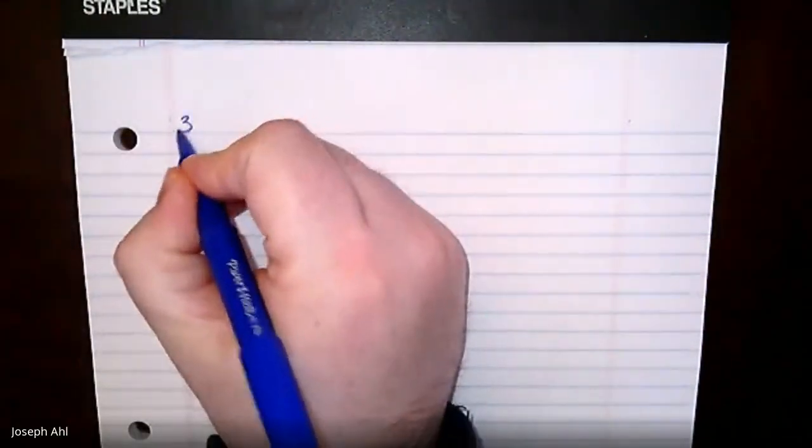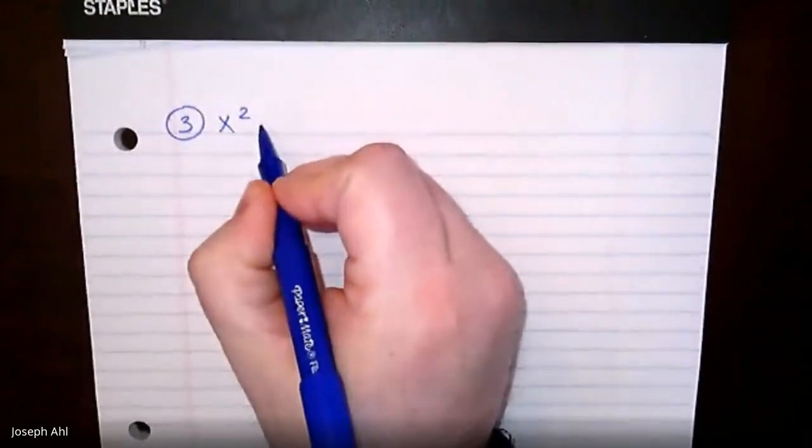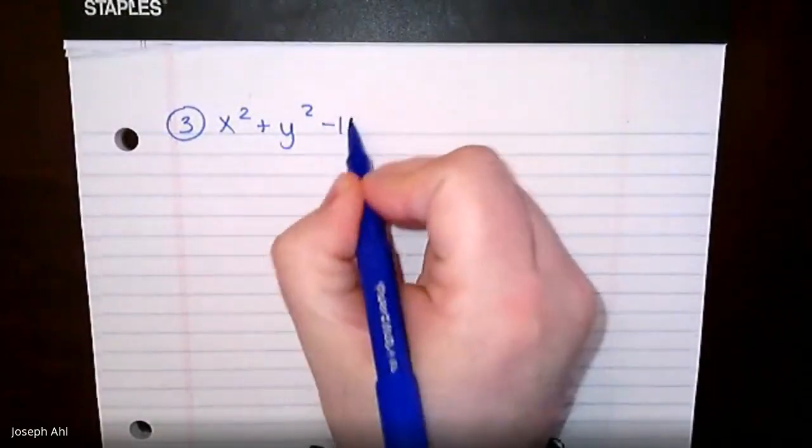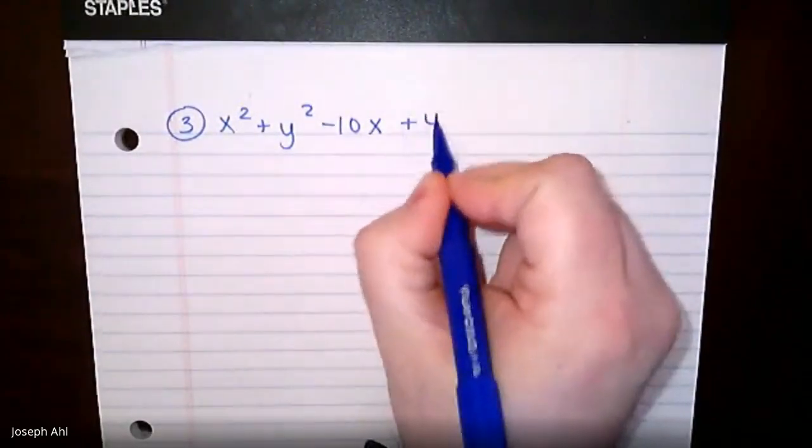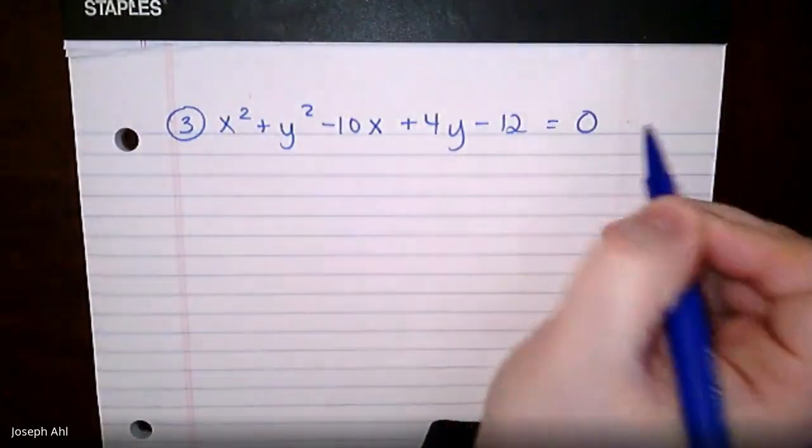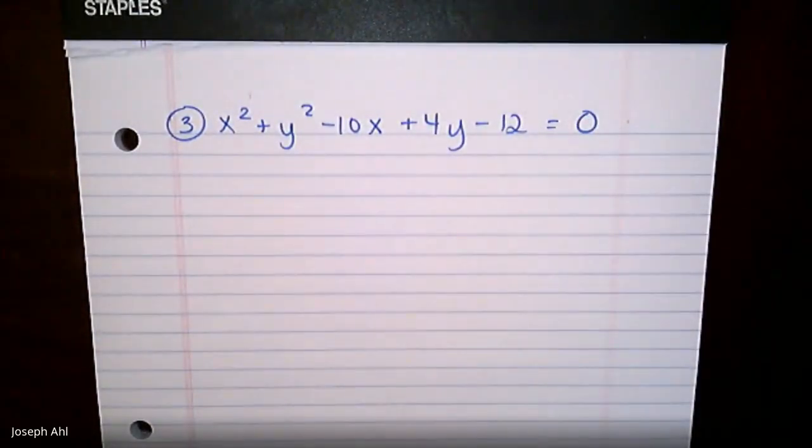So if I gave you x squared plus y squared minus 10x plus 4y minus 12 equals 0. If you feel pretty confident about the process that I just showed you, hit pause for a second, try it, and then check back in a moment to see if you've completed the square correctly. All right, I'm going to jump right into it, though.